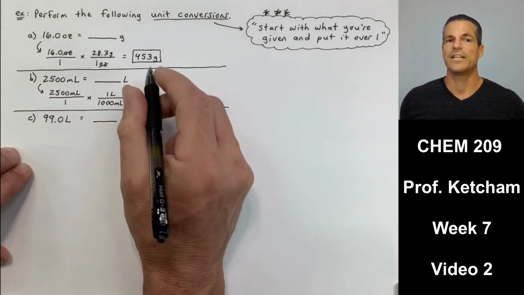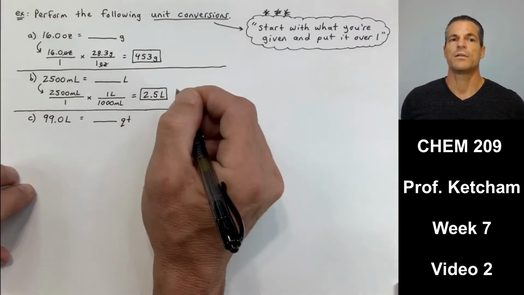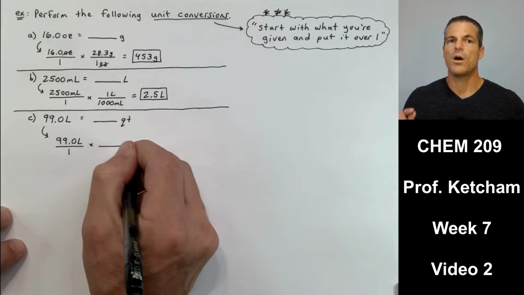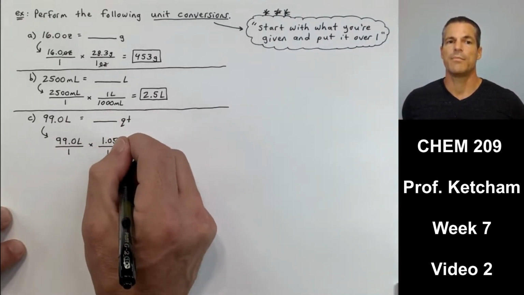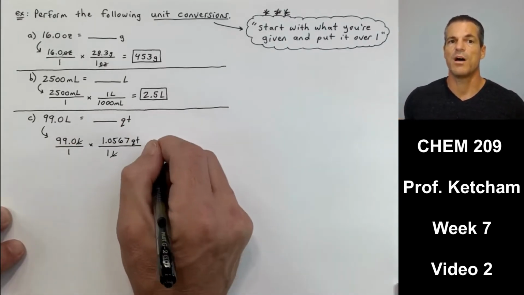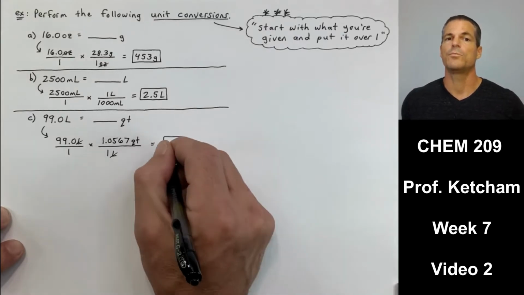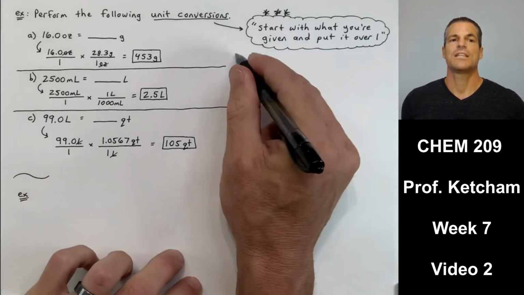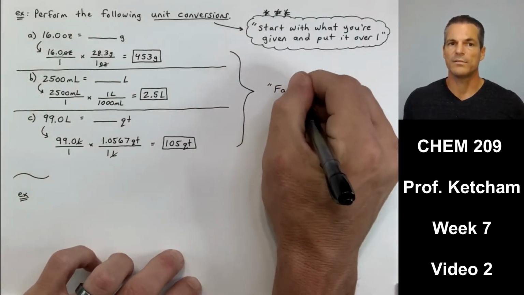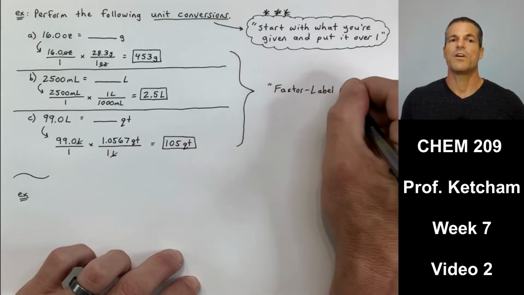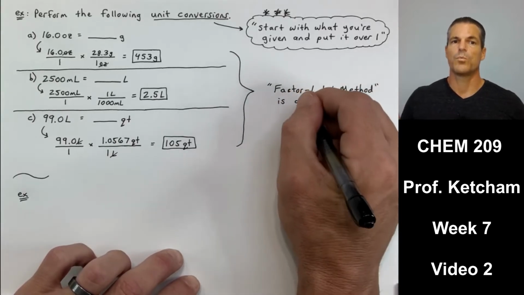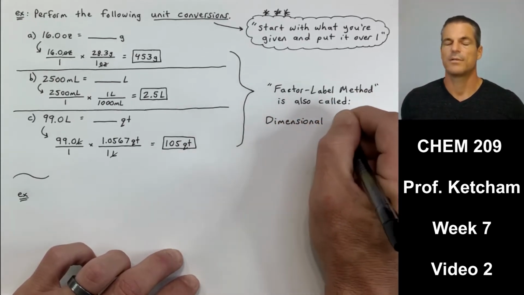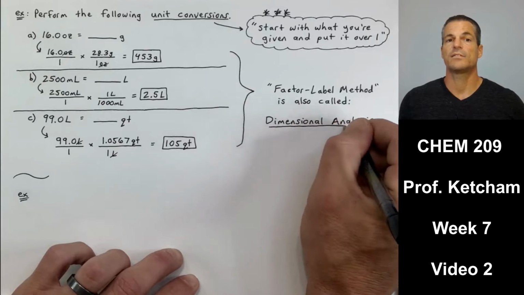B, 2,500 milliliters to liters. Start with what you're given, put over 1. 2,500 milliliters over 1 times 1 liter over 1,000 milliliters. My milliliters cancel. Looks like I forgot to cross them off, but milliliters cancel, and I have 2.5 liters. C, 99.0 liters. 99.0 liters over 1. Start with what you're given, put it over 1. For every 1 liter, on the bottom, there is 1.0567 quarts on top. 105 quarts. Okay, now you've just done dimensional analysis 3 times.